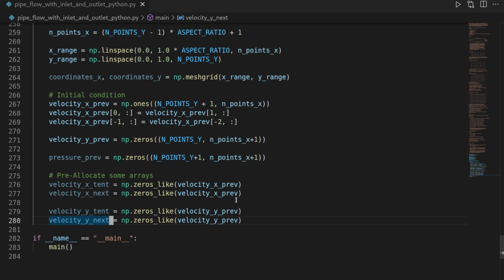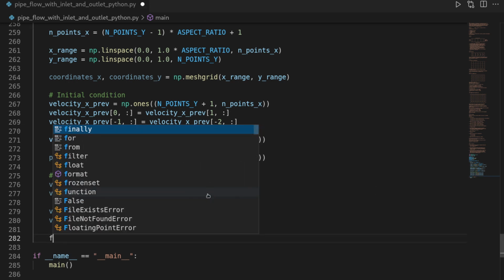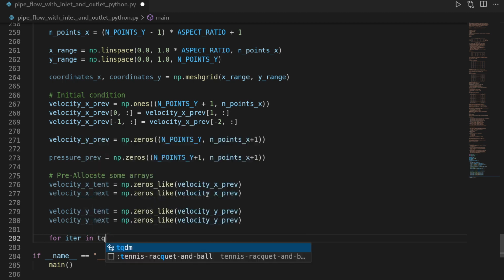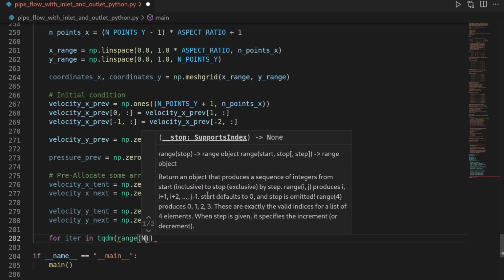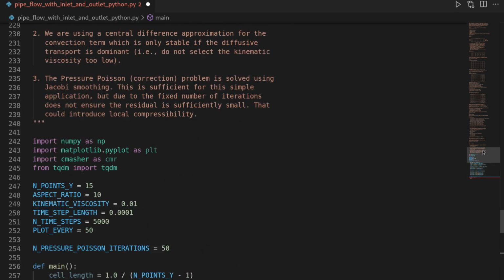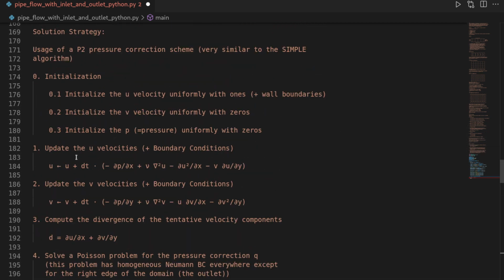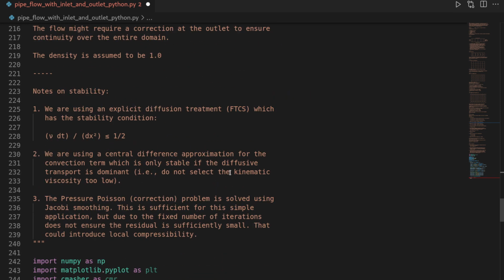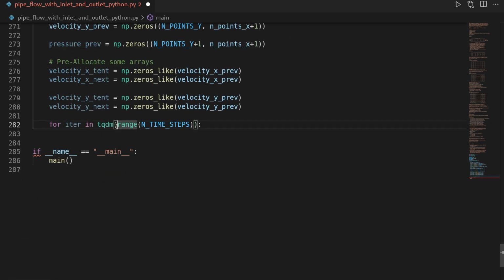With this done, we can then start with our time loop by saying for iteration in tqdm range n time steps, and then we can start with the algorithm. For this, let me go back to the doc string and look at the first step, which will be updating the u velocities. And for this, let me compute all the components individually. So we will compute the pressure gradient, the diffusion, as well as the convection. Let's start with the diffusion, since it is the easiest.